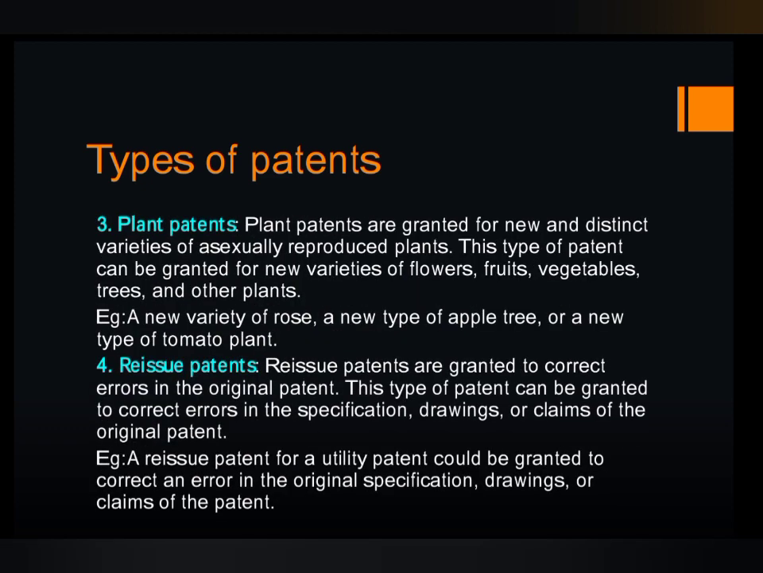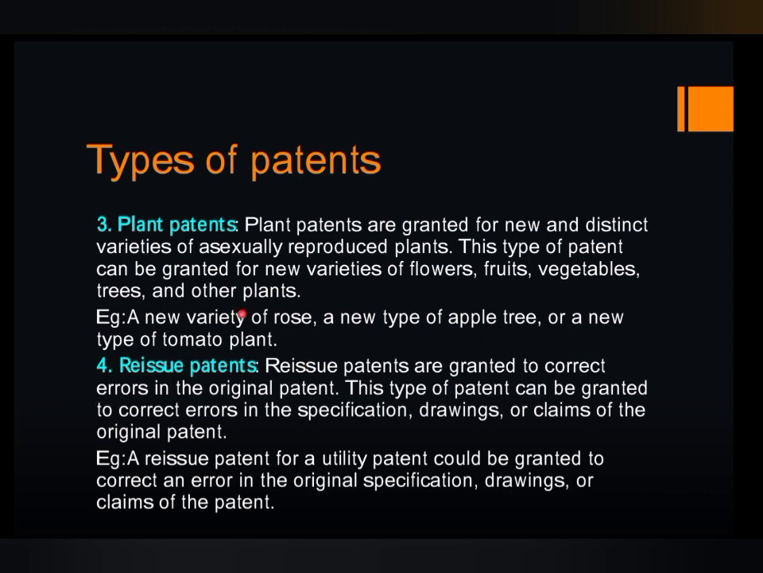So the next one is plant patents. Plant patents are granted for new and distinct varieties of asexually reproducible plants. This type of patent can be granted for new varieties of flowers, fruits and vegetables and other plants. So this type of patent is issued for a new and distinct variety of hybrid plant. For example, a new variety of rose, a new type of apple tree or a new type of tomato plant, if you are getting these new plants by asexually reproducing them.